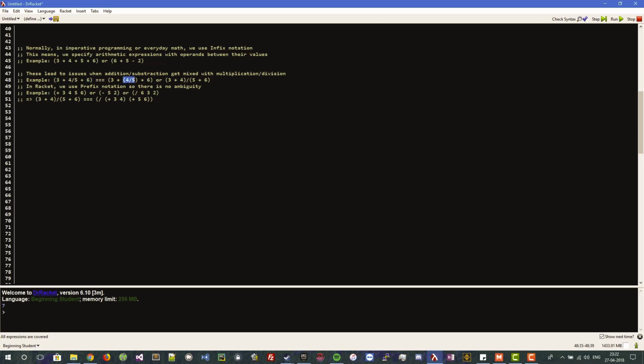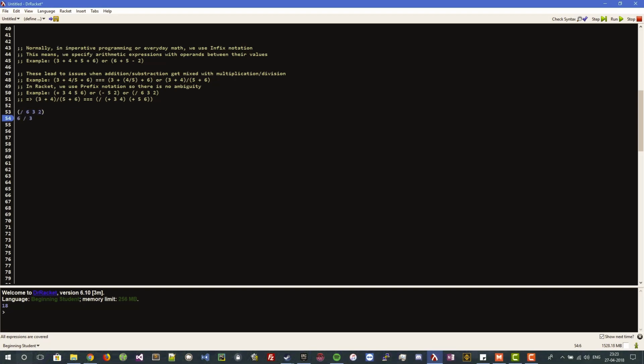So in Racket, we use something known as the prefix notation, so there is no ambiguity regarding this. We would write things as plus 3, 4, 5, 6, or minus 5, 2, or divide 6, 3, 2. Plus 3, 4, 5, 6 is the equivalent of 3 plus 4 plus 5 plus 6, and if you run that, it outputs 18. And let's say I do divide 6, 3, 2, that's the equivalent of 6 divided by 3 divided by 2. So that should give us 1.